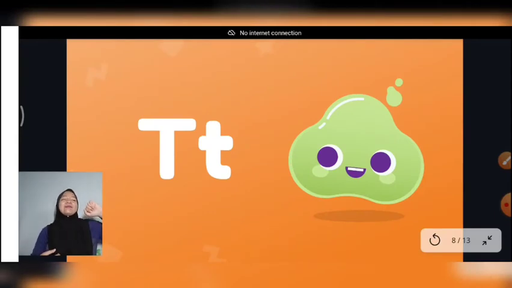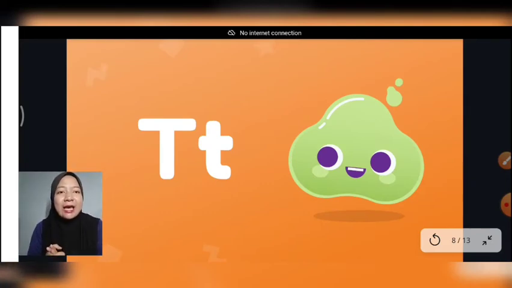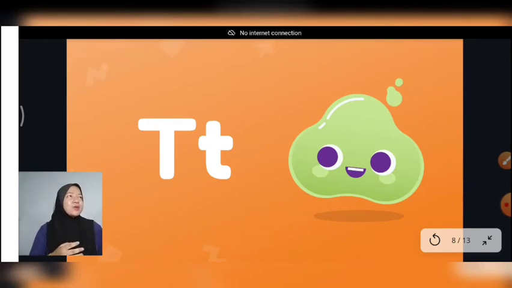What is this? Yes, it's the letter T. Letter T. So how does T sound like? Yes, it's T, T, T. Okay, imagine you're watching a tennis game. You are watching a tennis match. So the ball comes from here to here, here. So you do T, T, T, T, T, T. Okay, head left and right.